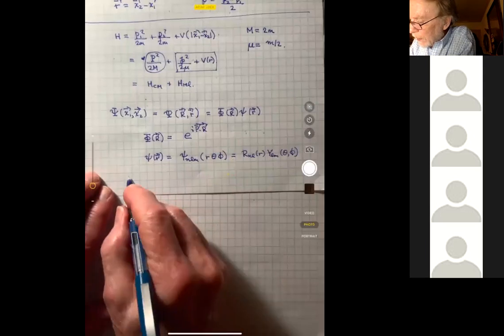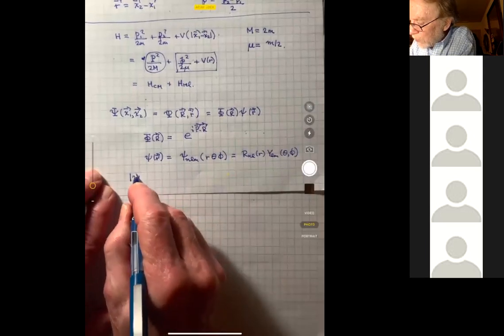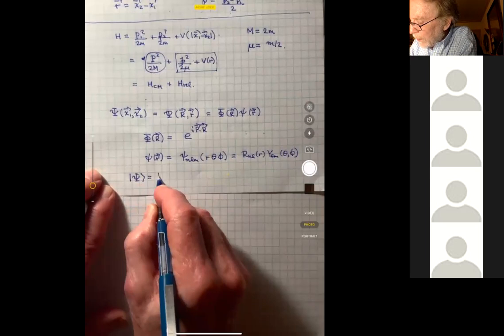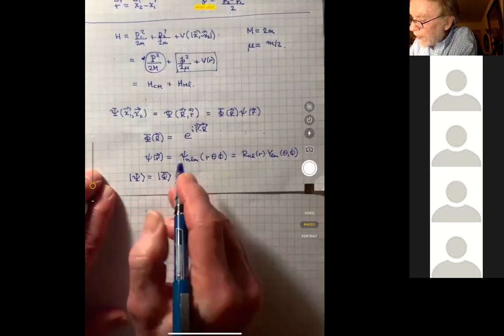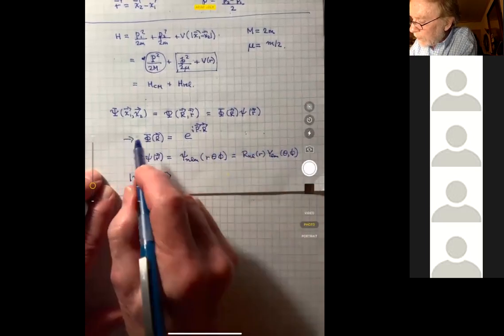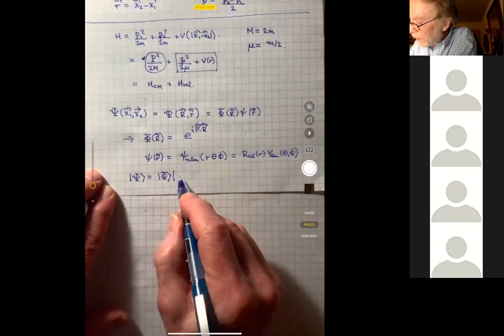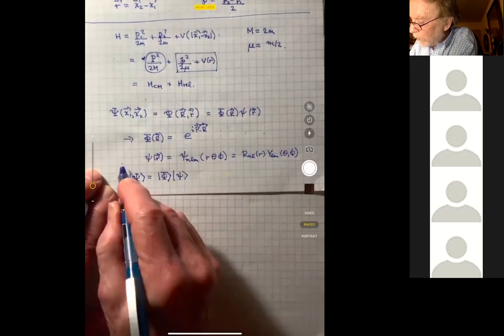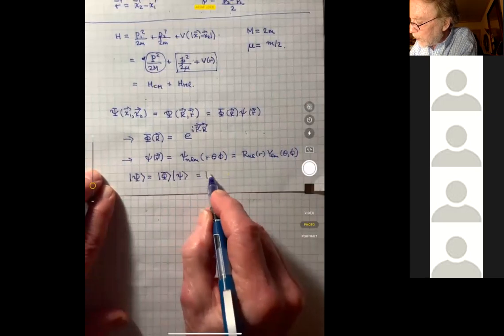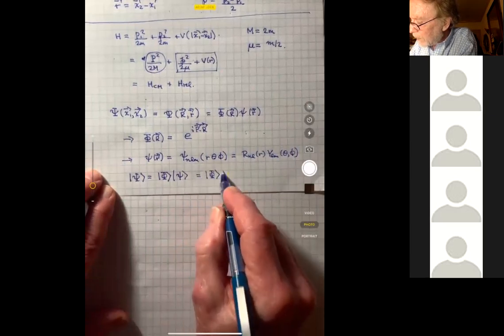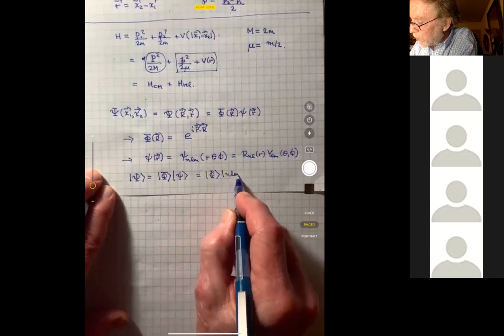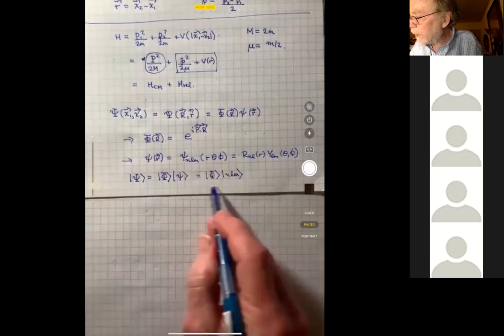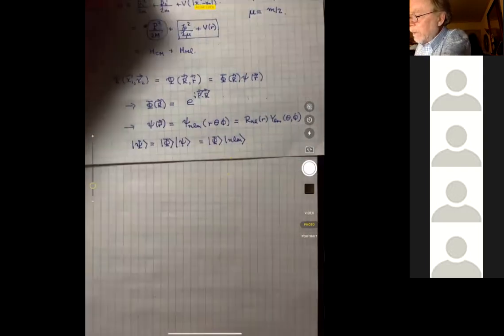Allow me to write this in ket language in the following way. Let's write capital psi equal to capital phi, which is the center of mass wave function here, multiplied times lowercase psi, which is the relative wave function. And I'll also write this as capital phi times |n l m>, giving the quantum numbers of the relative wave function. Let's write it like that in ket language.